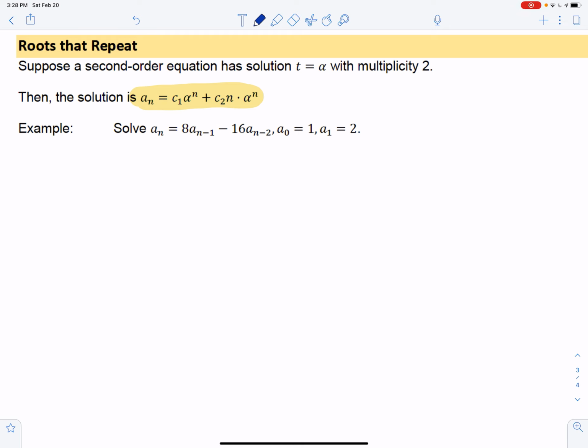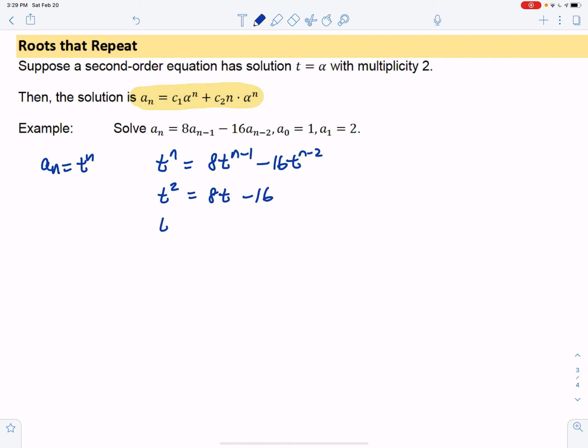So here's an example. Again, we assume a form a_n equals t to the n. So that means we have t to the n is equal to 8 t to the n minus 1 minus 16 t to the n minus 2. And we'll divide through by t to the n minus 2. We kind of already know what happens already. And then we're going to move everything to one side because we're hoping to be able to factor it, or at least use the quadratic formula. And this one we can factor.